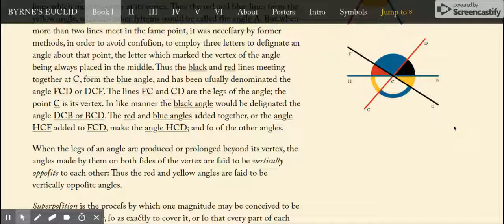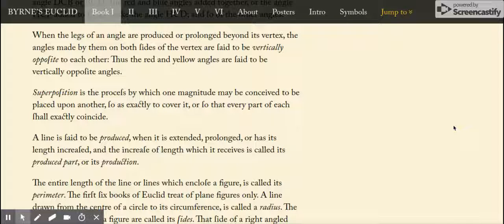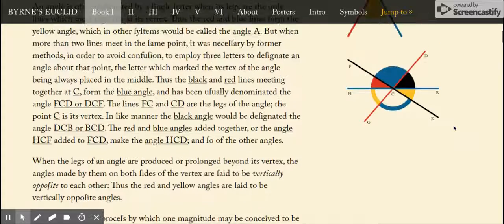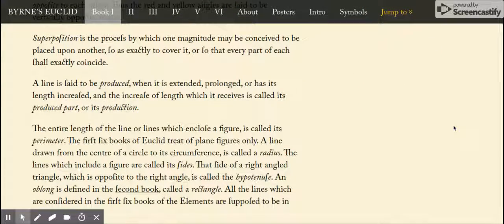The red and blue angles added together, or the angle HCF added to FCD, make the angle HCD, and so of the other angles. When the legs of an angle are produced or prolonged beyond its vertex, the angles made by them on both sides of the vertex are said to be vertically opposite to each other. Thus, the red and yellow angles are said to be vertically opposite angles. Superposition is the process by which one magnitude may be conceived to be placed upon another, so as exactly to cover it, or so that every part of each shall exactly coincide.